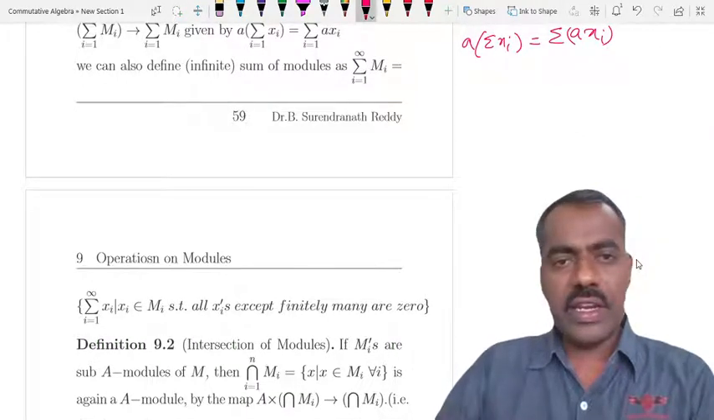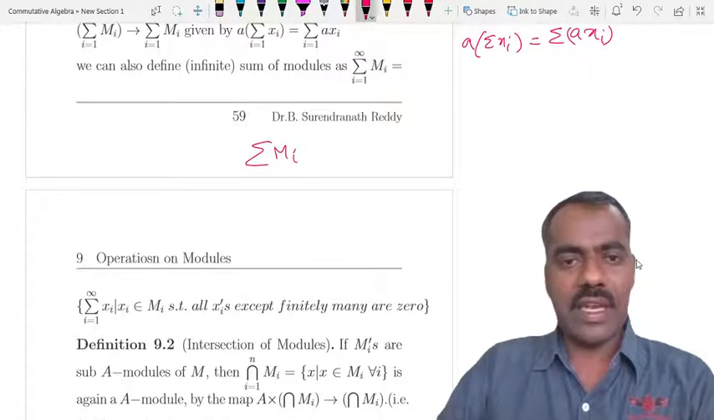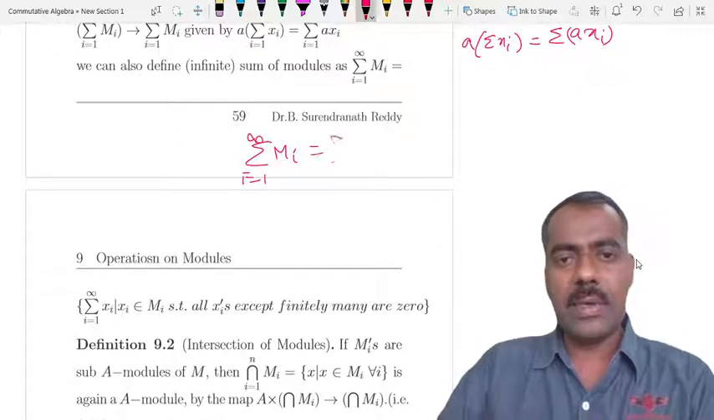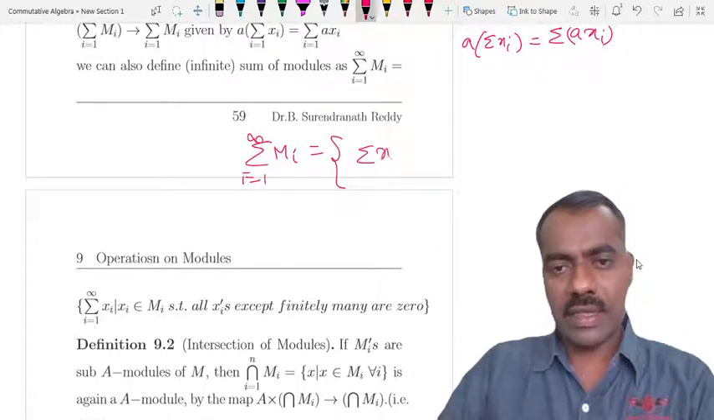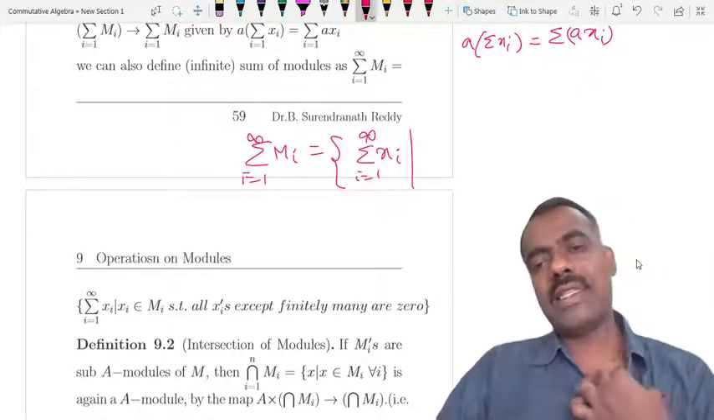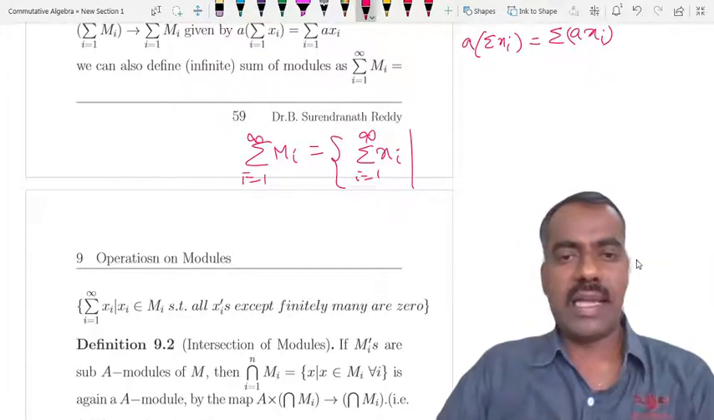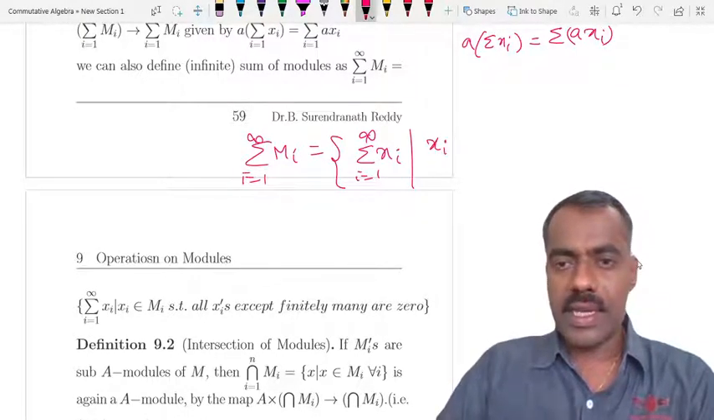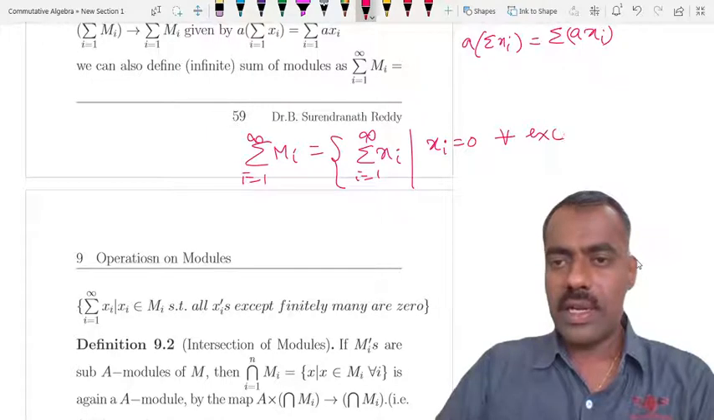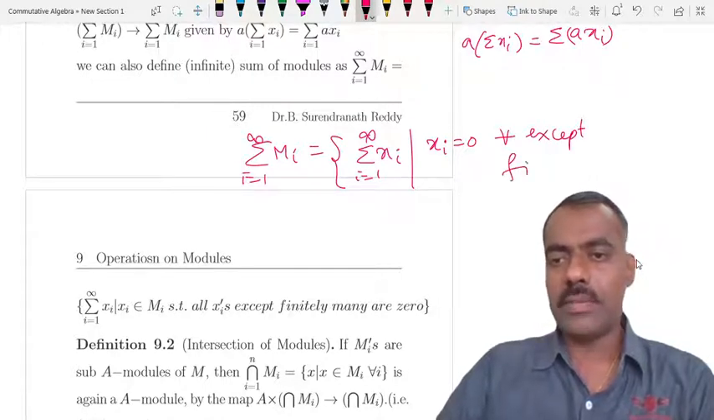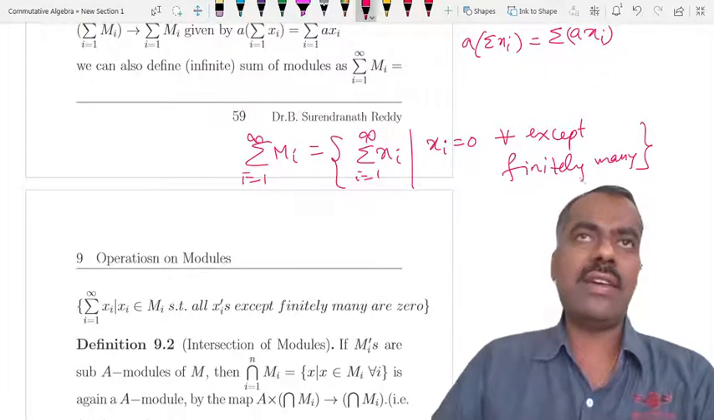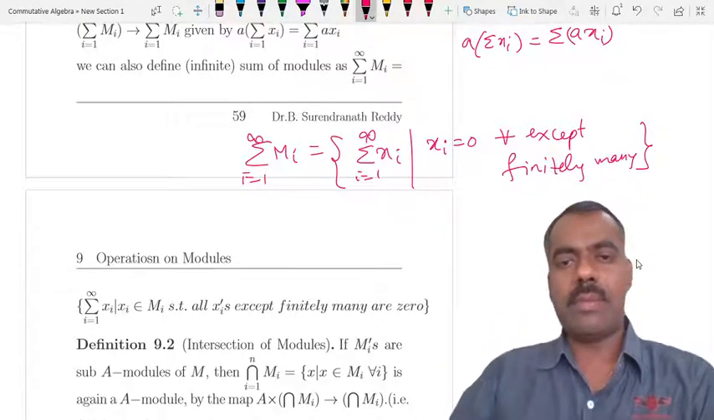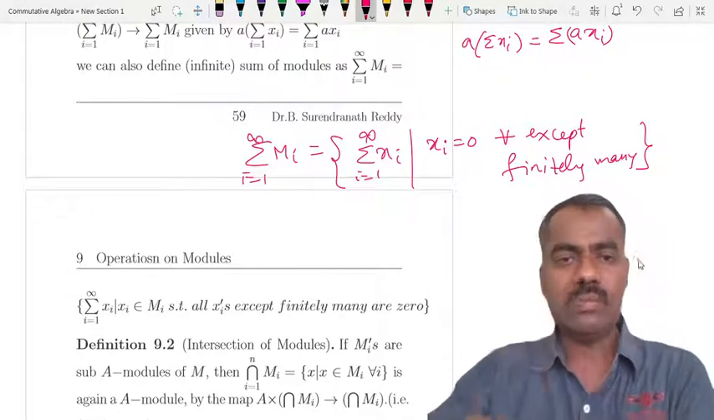We can also define an infinite sum, summation Mi, i from 1 to infinity. Obviously, it cannot be a truly infinite sum, so we take xi for i equal to 1 to infinity such that xi is equal to 0 for all but finitely many. That means every element here is a finite sum, a sum of finitely many elements.